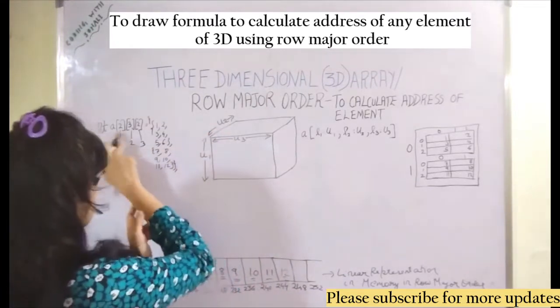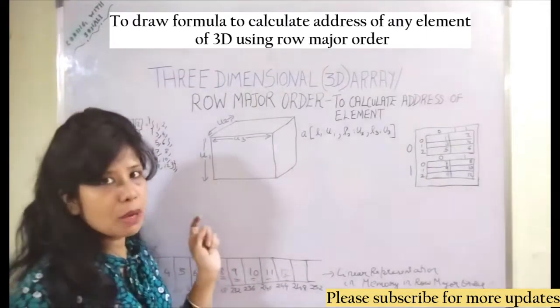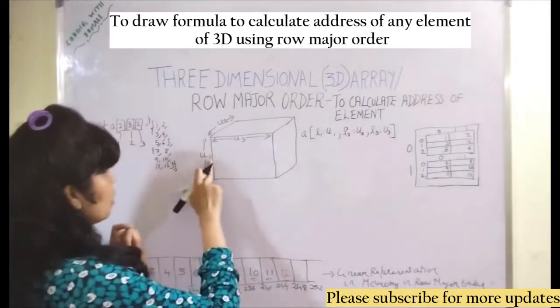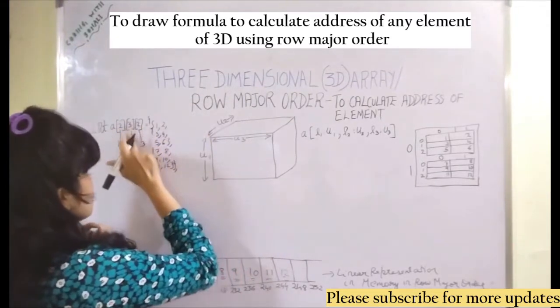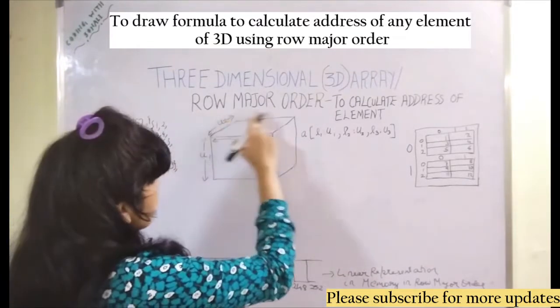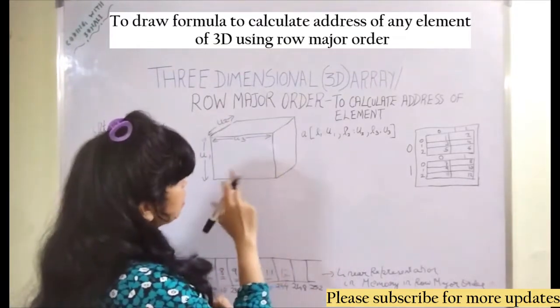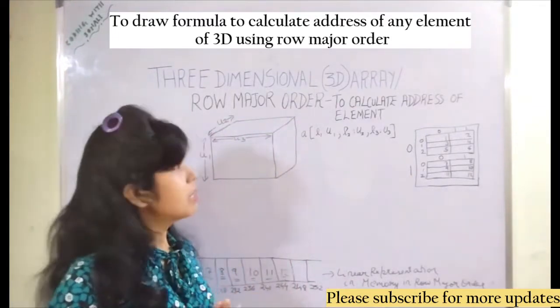Since we are having the size, U1 is what? As I told you just now, U represents the upper bound of the dimension. So U1 will be the upper bound of the first dimension, U2 will be the upper bound of the second dimension, U3 will be the upper bound of the third dimension. We have to calculate the address using row major, that is, the row wise we have to represent it.